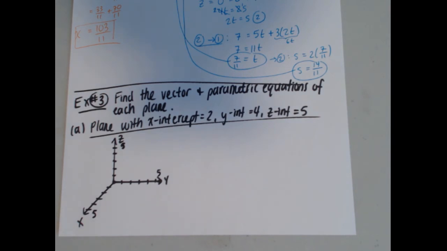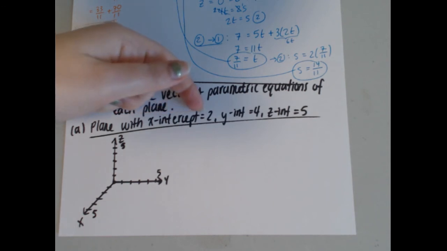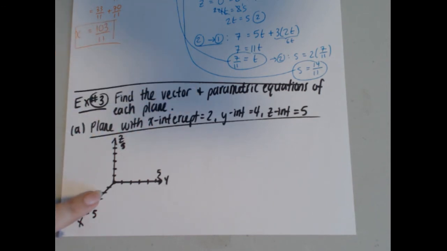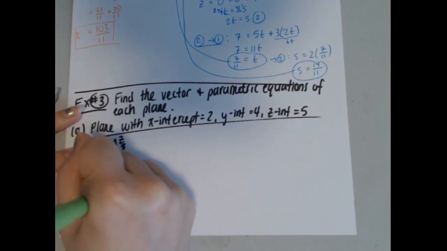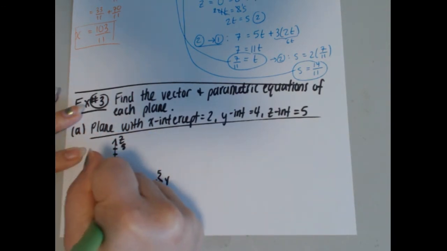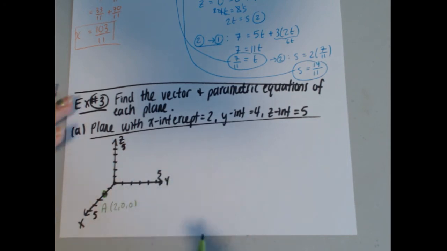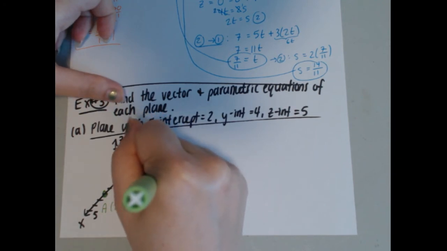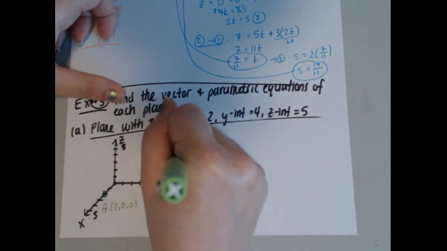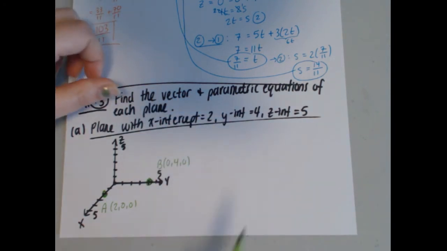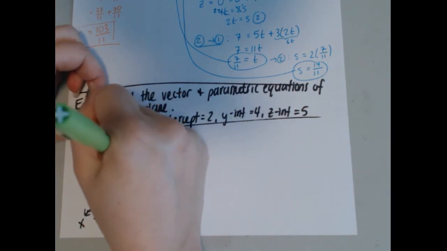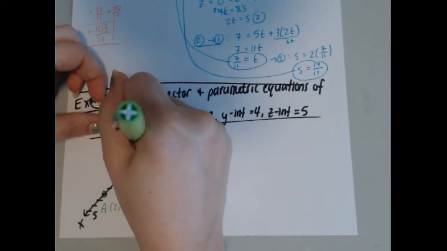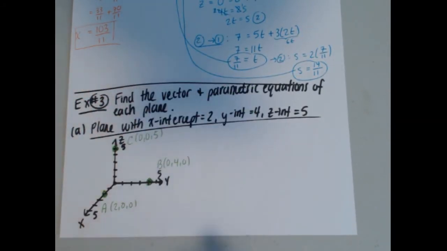I'm going to label point A to be my x-intercept. So that's (2, 0, 0). Okay, the y-intercept is 4. I'm going to call that B. And my z-intercept is 5. I'm going to call that C.